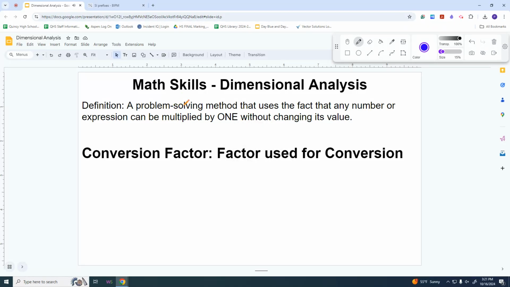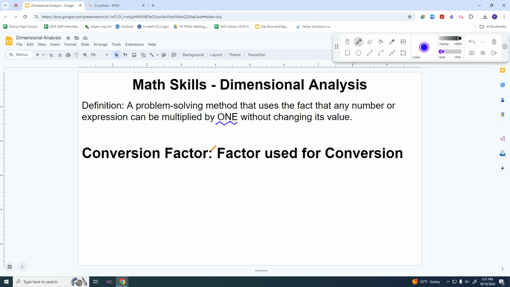Hi, I'm going to talk about dimensional analysis. The definition is a problem solving method that uses the fact that any number or expression can be multiplied by 1. Okay, you got to know this, without changing its value. So, we are going to use a conversion factor.